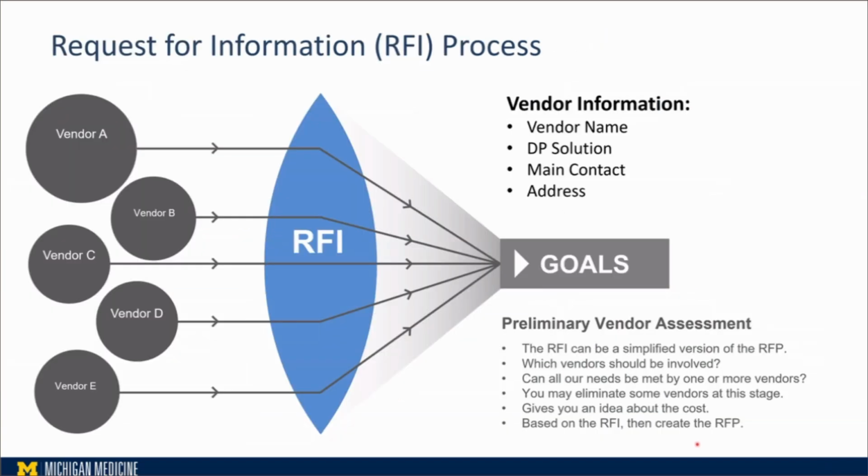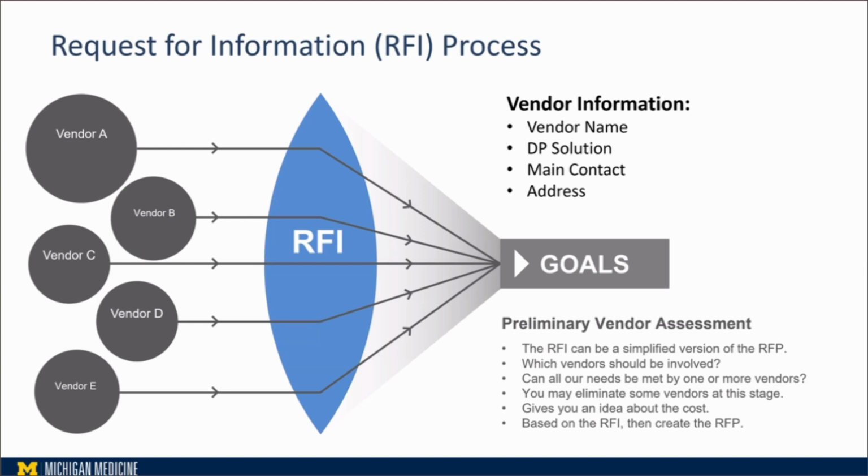And after that, we went and created the request for information. This is even another step before going to an RFP. A request for information is a process that can be initiated when there are, for example, numerous vendors to consider, or when you need some kind of preliminary needs assessment.